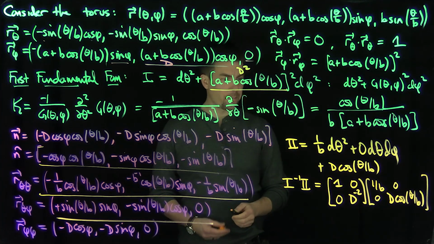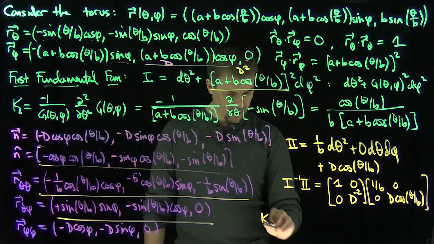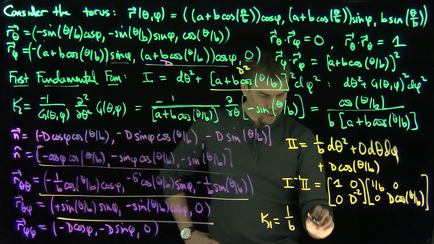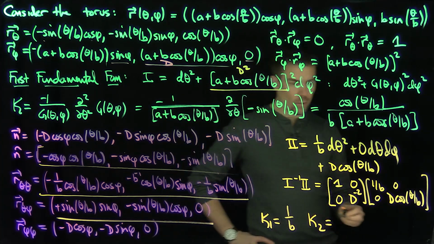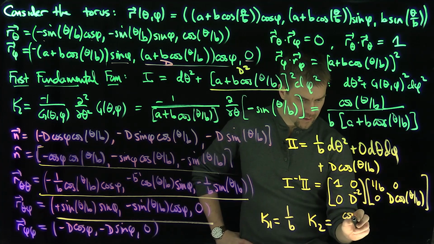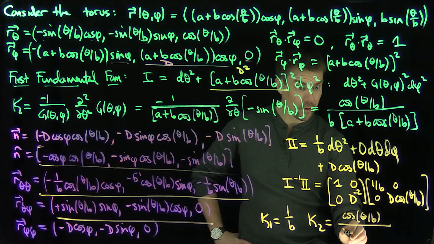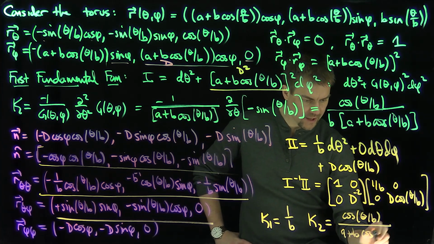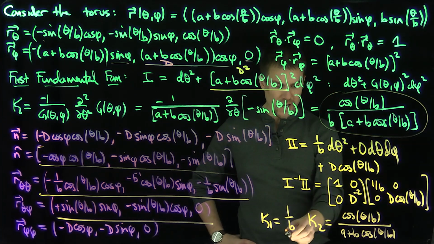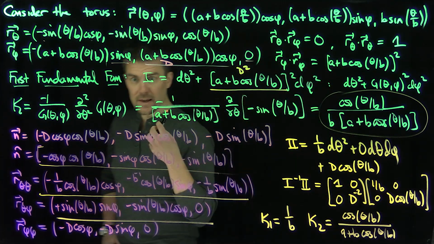And what that tells me is that gives me my principal curvatures, right? My first principal curvature is going to be the eigenvalue of this matrix. So my first principal curvature K1 is just going to be 1 over b. Beautiful. And my second principal curvature K2 is going to be 1 over d times the cosine of theta over b. So it's going to be cosine of theta over b over a plus b cosine of theta over b. And I know that makes sense too, because the Gaussian curvature is indeed a product of these principal curvatures over here. So for the torus, we've just found the Gaussian curvature.